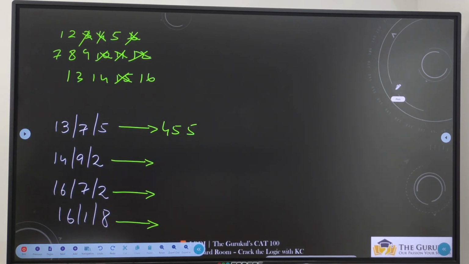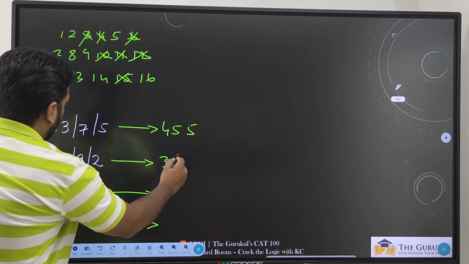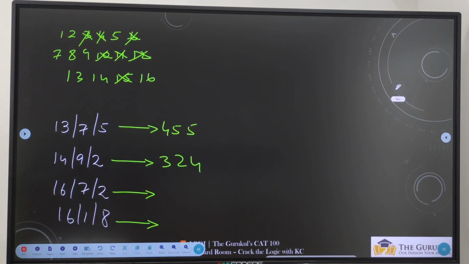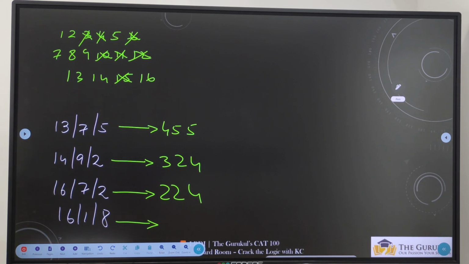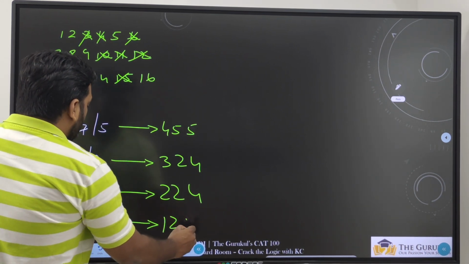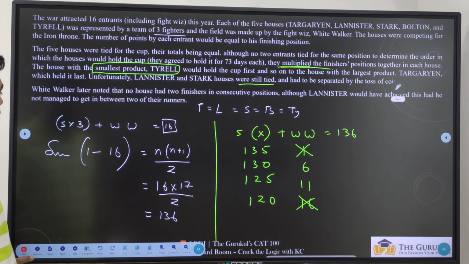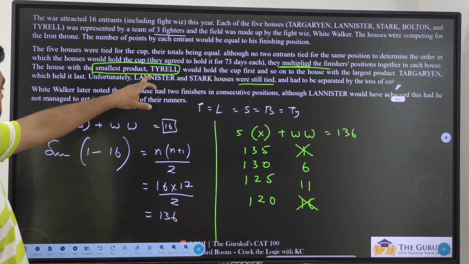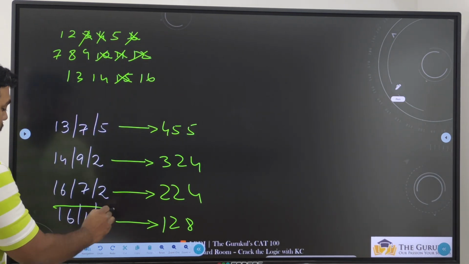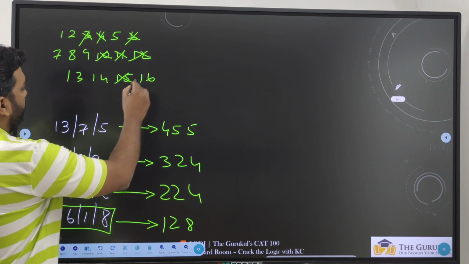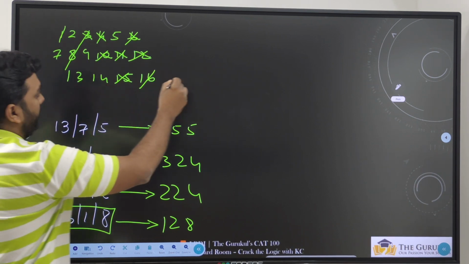Next 14, 9 and 2, 28 into 9, perfect, 252. 16, 7 and 2, 32 sevens, 224. Okay. 16, 1 and 8, very good, 128. The smallest product is for Tyriel. If you observe, the smallest product is happening in this case. So 16, 1 and 8 are for Tyriel.